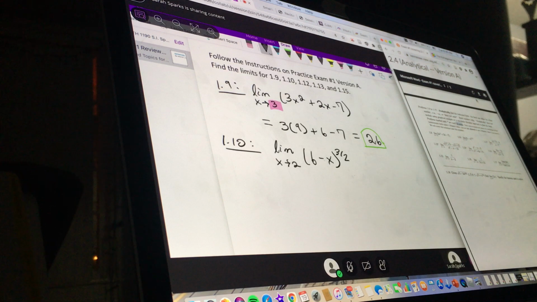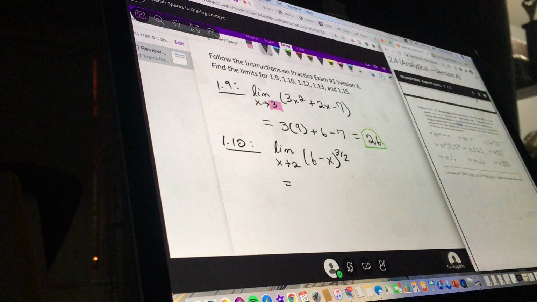So again, the first thing we're going to want to do is plug it in. So I'm going to plug in 2, right? So 6 minus 2 is 4. So we get 4 to the 3/2 power. If you remember, this is the square root of 4 cubed, which is going to be 4 square root 4, which is 4 times 2, which is 8. If you plug 4 to the 3/2 into your calculator, it'll give you 8, but if for whatever reason you get a radical, yes?